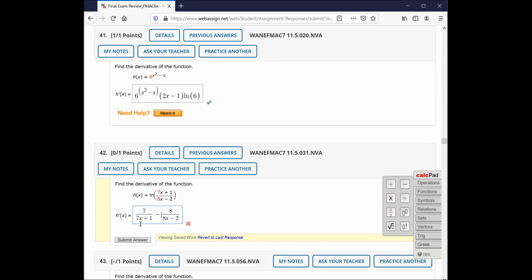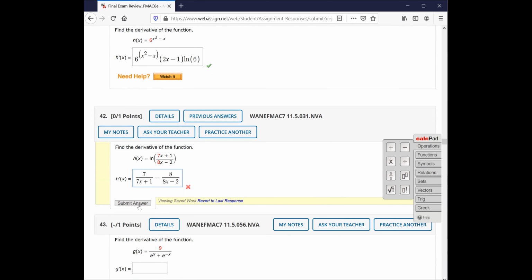So the derivative is 1 over 7x plus 1. That's what you got here on the left, times the derivative of the bottom, which is 7, and so on. If you want me to work these out, I will.